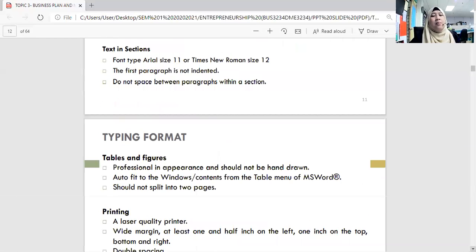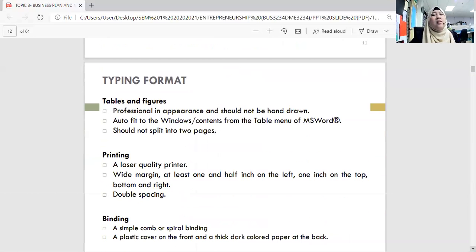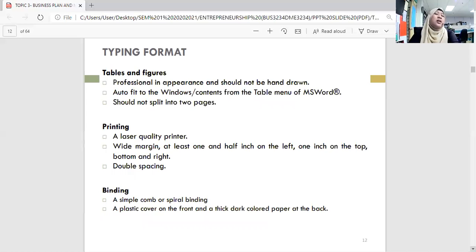Okay, so the typing format, okay, for the tables and the figures, is professional in appearance and should not be hand-drawn. Hand-drawn kat sini bukan maksud drone, tapi adalah tidak boleh dilukis. Gambar rajah tu tadi ataupun table kotak tidak boleh dilukis dengan menggunakan tangan. Okay, you have to use insert table by using Microsoft Word and auto fit to the window content from the table menu of Microsoft Word and should not split into 2 pages.